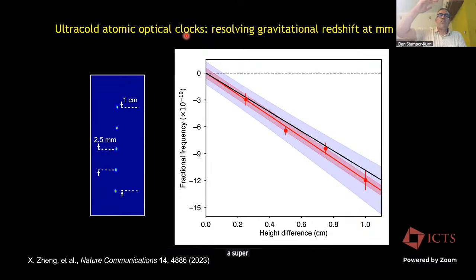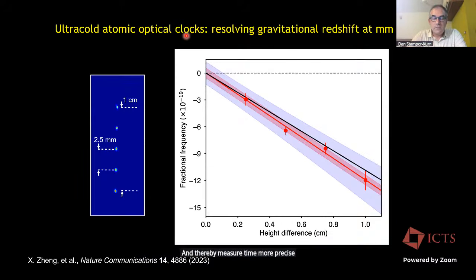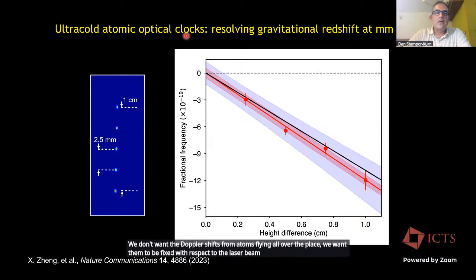Because of that, you can keep time very precisely. A superposition in these two levels will tick along in time and can advance through very, very many cycles within a second. That allows you to subdivide the second into many small intervals and thereby measure time more precisely. These optical clocks use ultracold atoms because we don't want the Doppler shifts from atoms flying all over the place. We want them to be fixed with respect to the laser beam that's probing them.